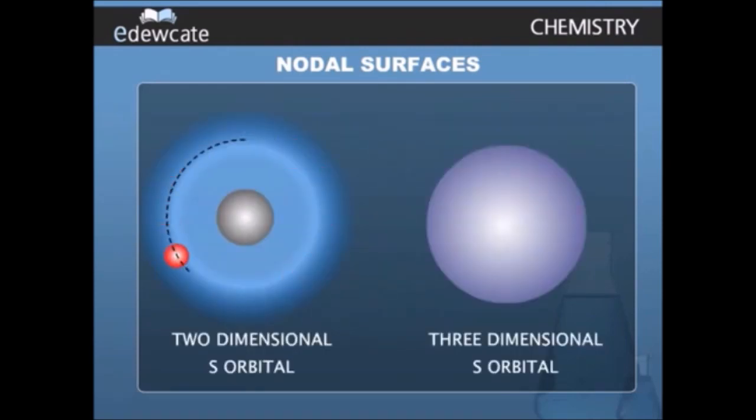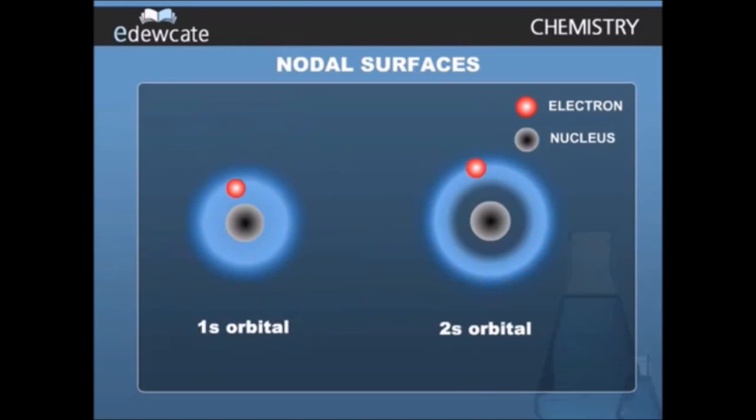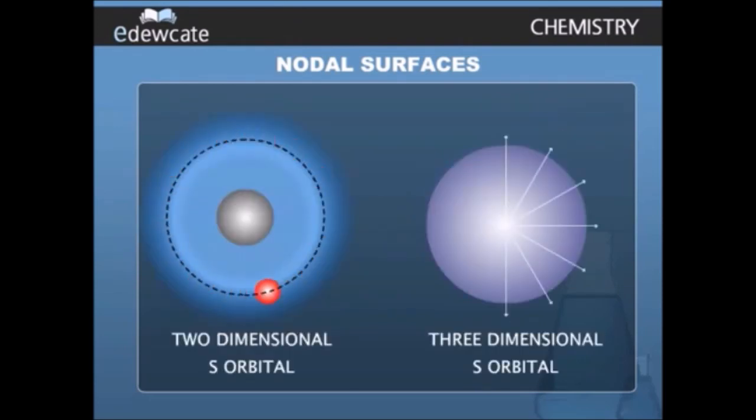Boundary surface diagram for an s orbital is actually a sphere centered on the nucleus. In 2 dimensions, this sphere looks like a circle. It encloses a region in which the probability of finding the electron is about 90%. Thus, we see that 1s and 2s orbitals are spherical in shape. In reality, all the s orbitals are spherically symmetric. That is, the probability of finding the electron at a given distance is equal in all the directions.